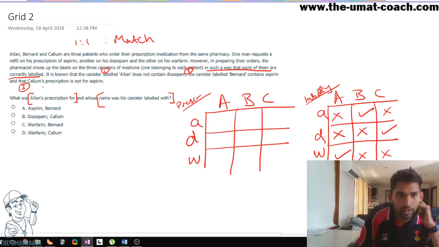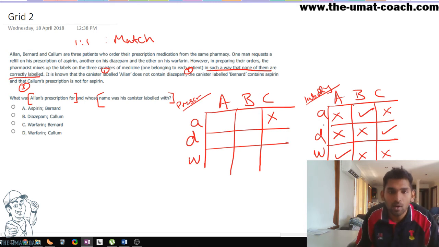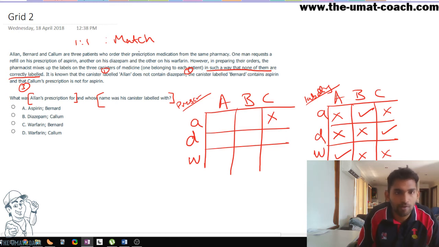Let's take a look at the third clue. Callan's prescription is not for aspirin. Okay, I can do this. Now, I can figure out one aspect of it, what the labeling is for, but I also need to figure out who the prescription is for, and I've run out of clues.